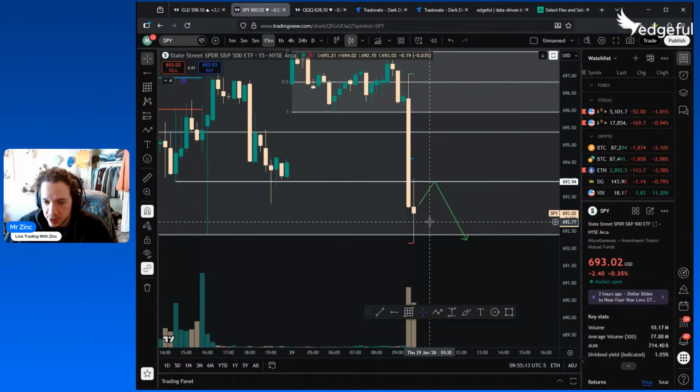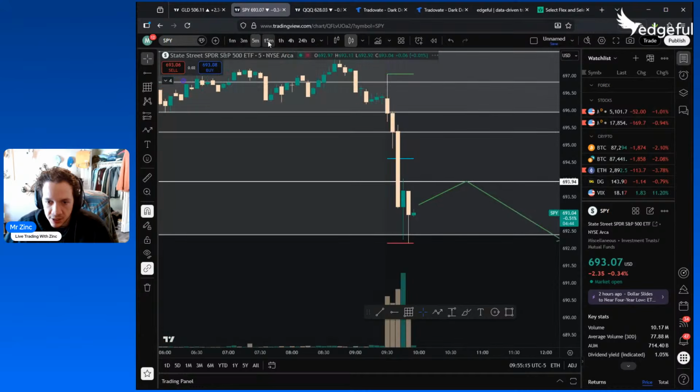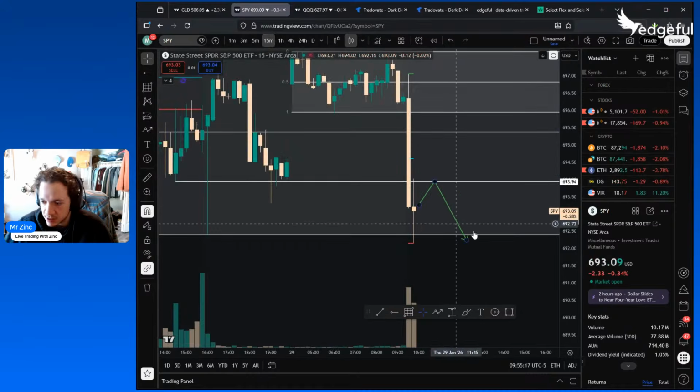It does look like we're putting in a pretty strong pivot on the 15-minute. 5-minute doesn't look all that good, but 15-minute looks pretty good.